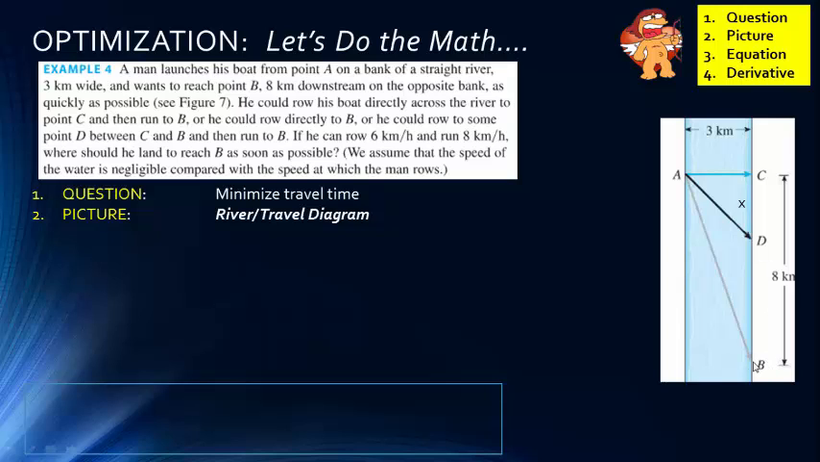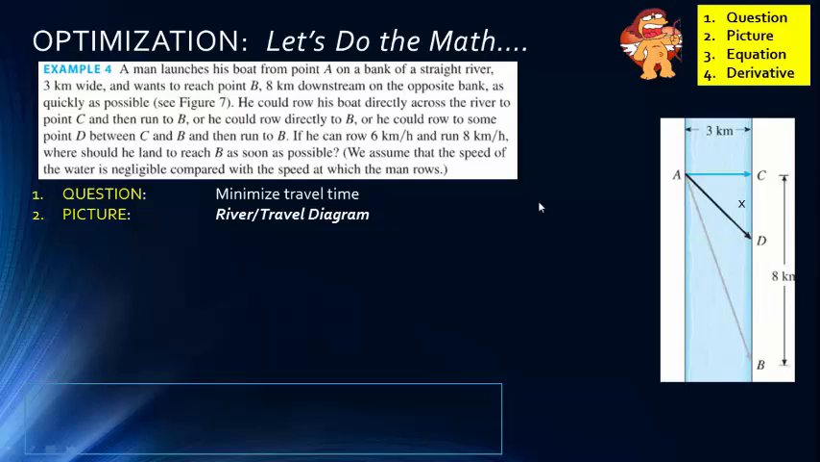Mark that, and that's point B. It then tells you he could row across to C, directly across, mark that, and run to B. Or he could row directly from A to B. Or he could row to some point in the middle and then run the rest. So we have 3 things here we have to consider.